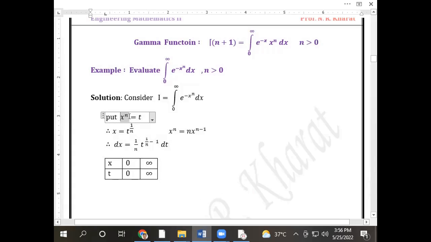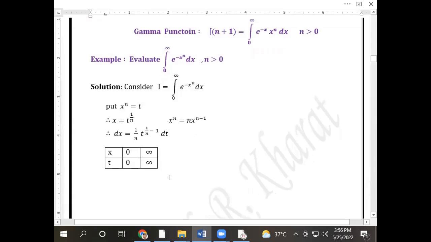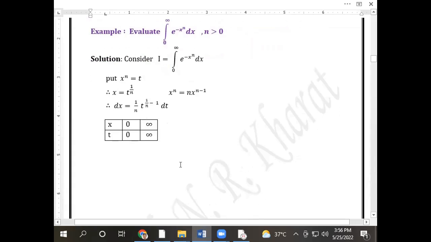We can find this particular limit by just putting x equal to 0 and t equal to infinity, where x to the n is equal to t. We get the value of t from 0 to infinity. So we have to convert the given example into the new variable, that is t.